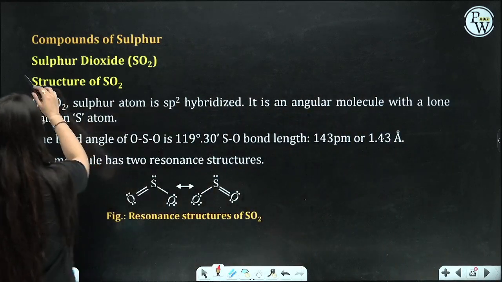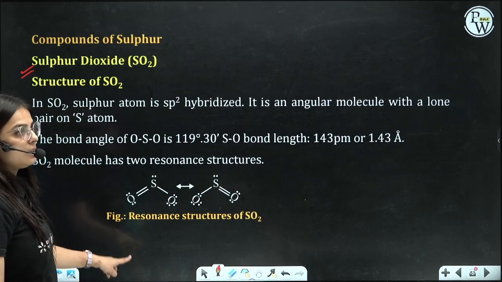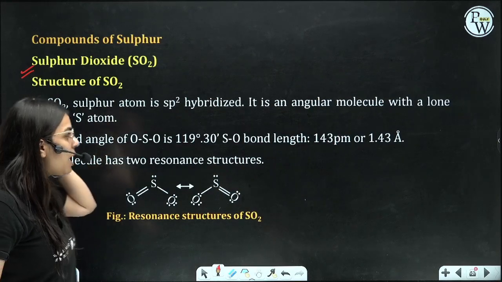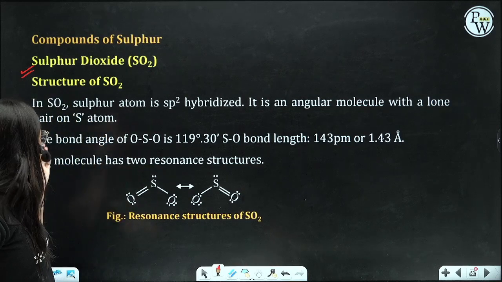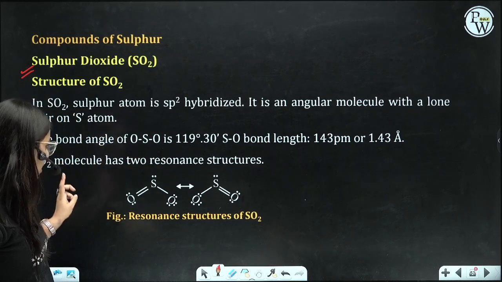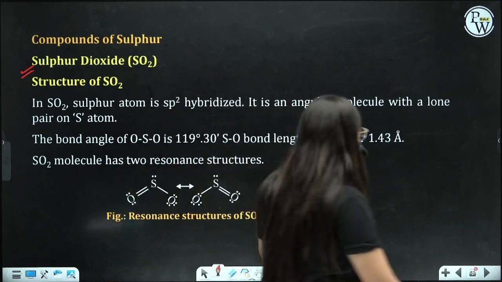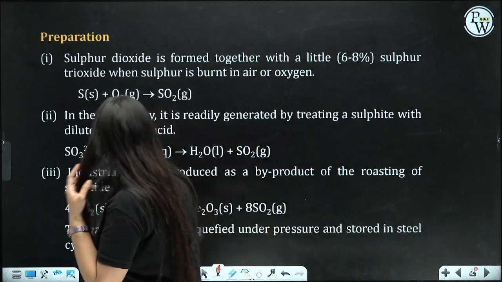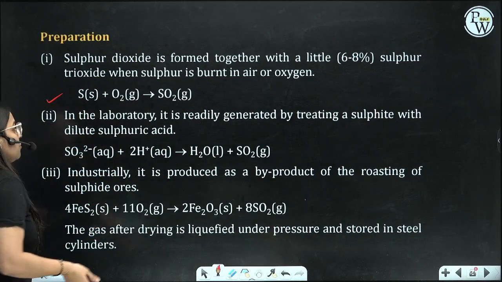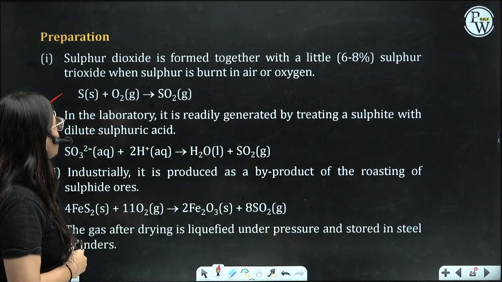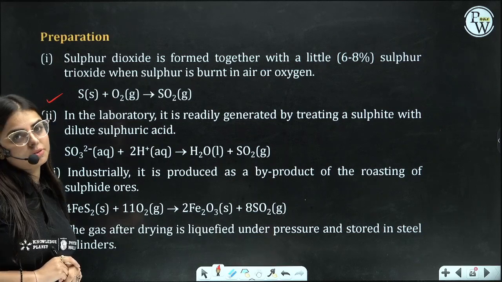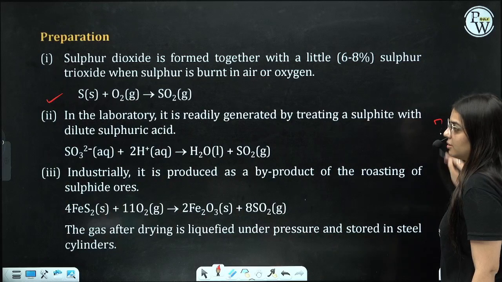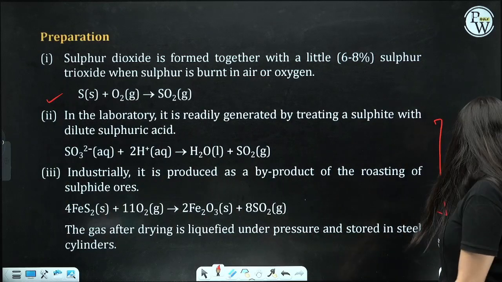Compounds: if I talk about the structure of SO2, SO2 has a bent shape, you can clearly observe. Sulfur is sp2 hybridized. It is an angular molecule with a lone pair on the sulfur. It has 2 resonating structures, right? Now, in the preparation method, you can learn this reaction. Sulfur dioxide is formed by reacting sulfur and oxygen, sulfur in the presence of air, and you can learn any of the 2 reactions of the preparation method.